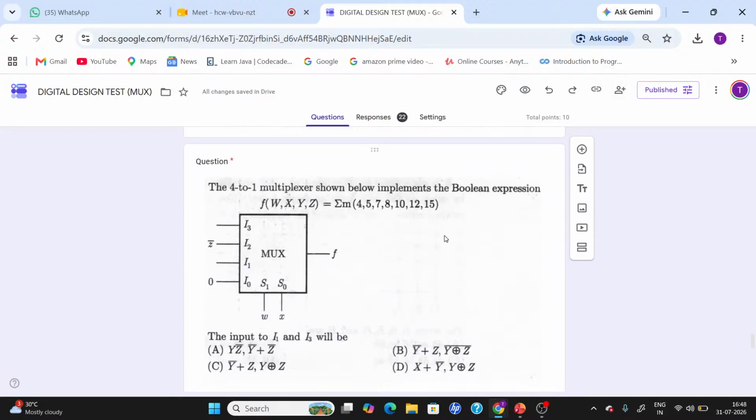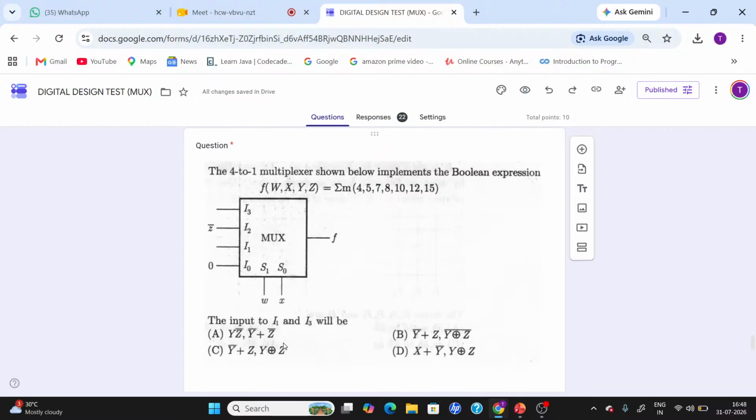Yeah, this is a good question. The 4 to 1 multiplexer shown below implements the Boolean expression f of w x y z. They have given some minterms. They are asking what is the input. So they have given that the output has these minterms. What is the input, so that we are going to get these particular outputs? And the inputs they are asking for specifically are I1 and I3.